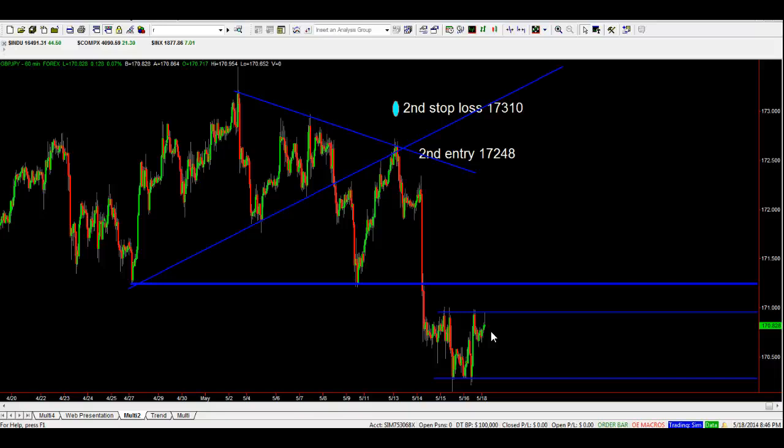I hope some of you have been joining me on this trade and making some money, and I look forward to this trade maybe working out a little bit more this week.